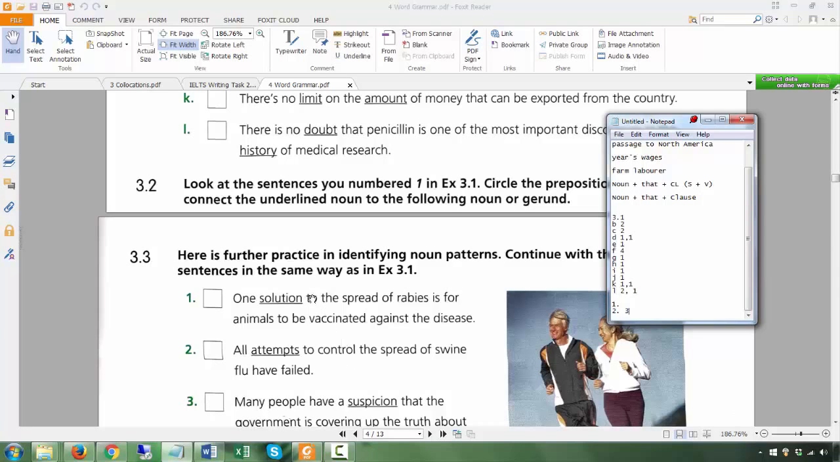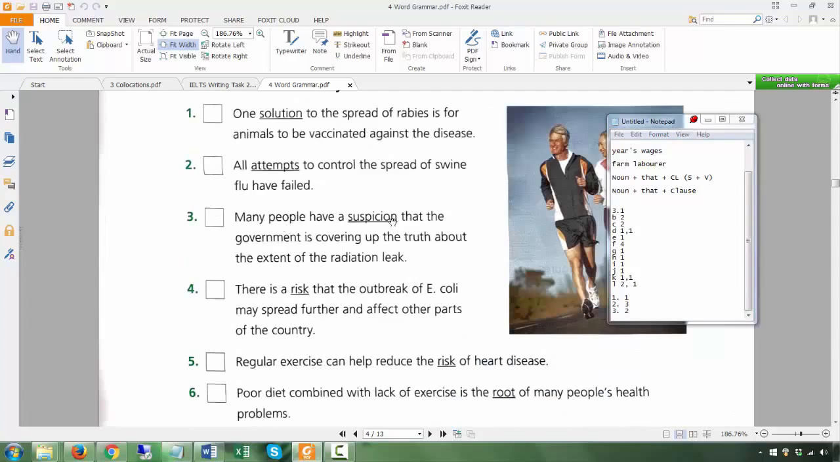Okay, so 2 here is 3 because it's 2 plus base verb, that's the pattern. But this 2 is a preposition, because you know that after a preposition there'll be a noun. You see, the spread, that's a noun. So this is actually a preposition pattern. Okay, after the solution you have a preposition pattern. 3, suspicion that. Okay, so you have that pattern. 4, risk that, again a that pattern.